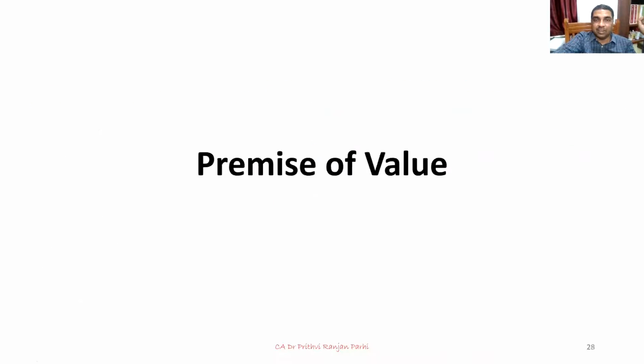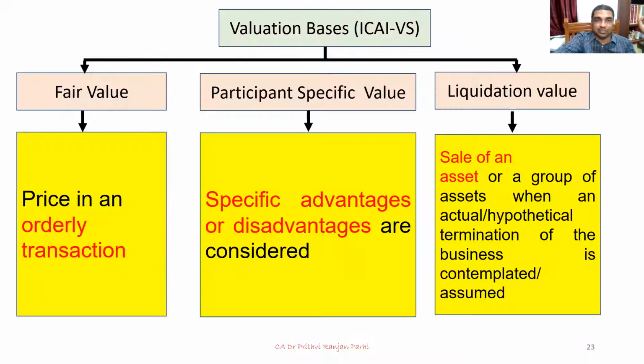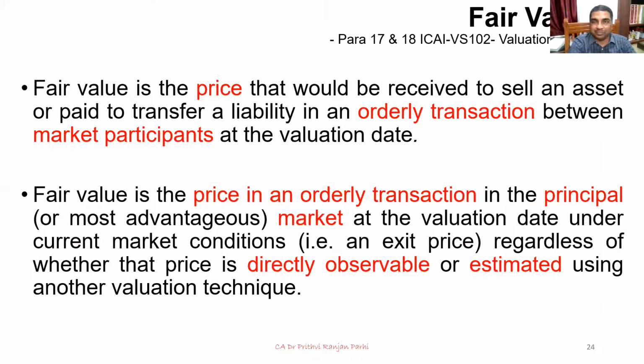Okay, friends. Now, fair value means price in an orderly transaction. Participant specific value means specific advantages and disadvantages have to be considered. And liquidation means you are selling an asset on a piecemeal basis. So you're hypothetically closing the business and you're thinking, if I liquidate the business, how much will be the value? That is called a liquidation.